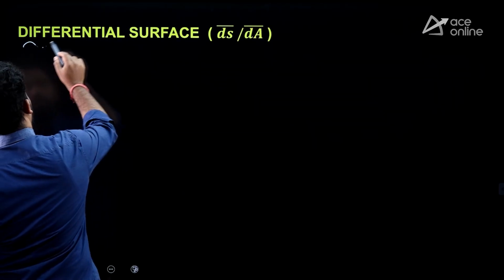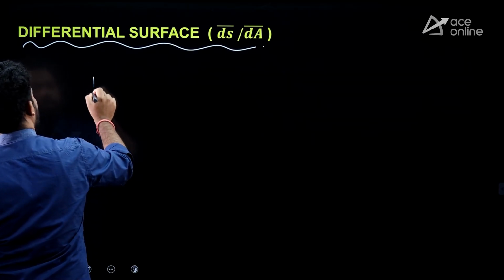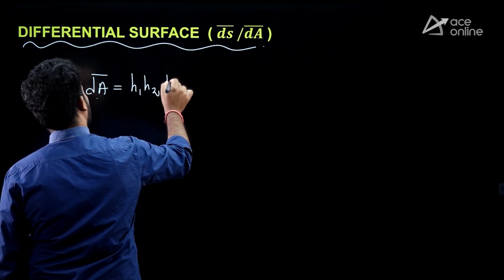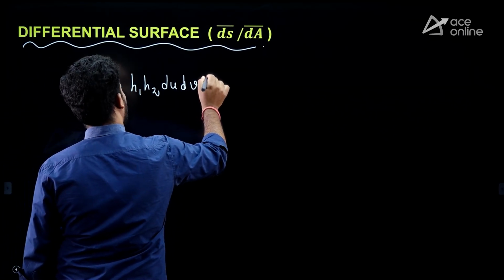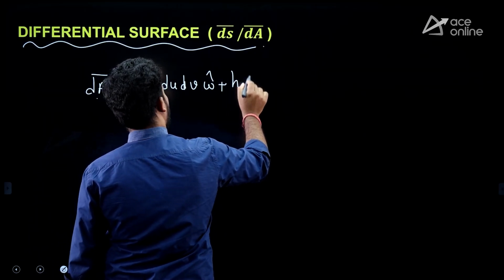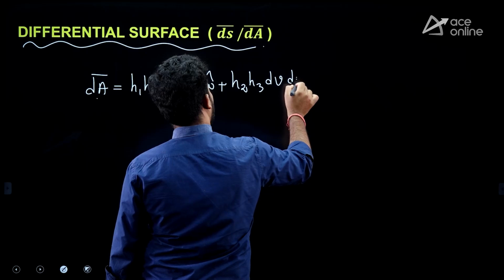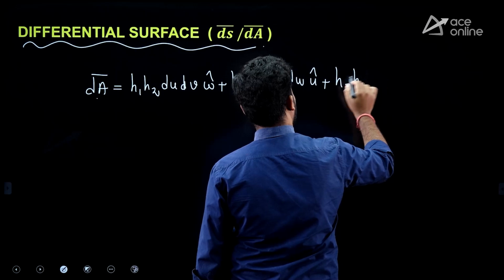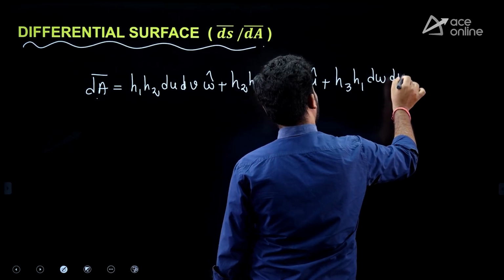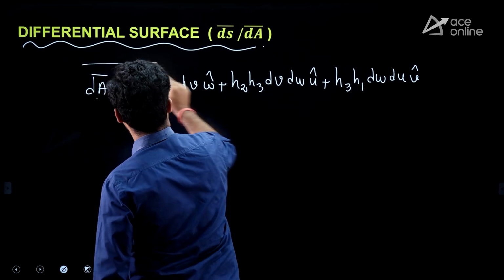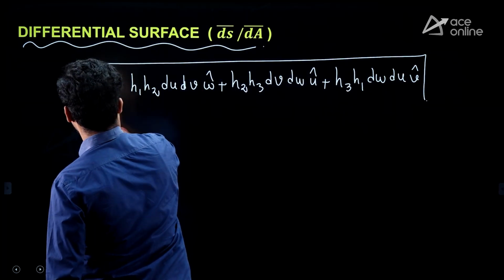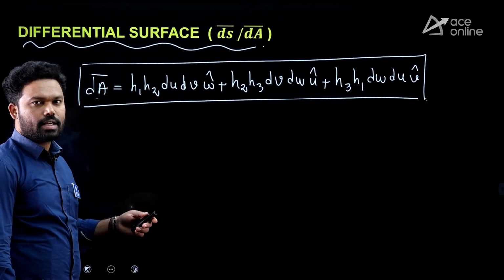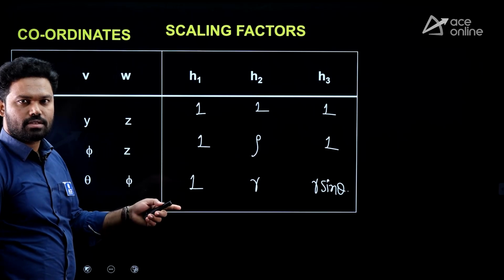Similarly, what happens to the differential surface? A differential surface dA or ds, the differential area, is h1 h2 du dv w cap + h2 h3 dv dw u cap + h1 h3 dw du v cap. So this is the differential surface. Similarly, if you want it for the Cartesian, cylindrical and spherical, you need to substitute the corresponding things.